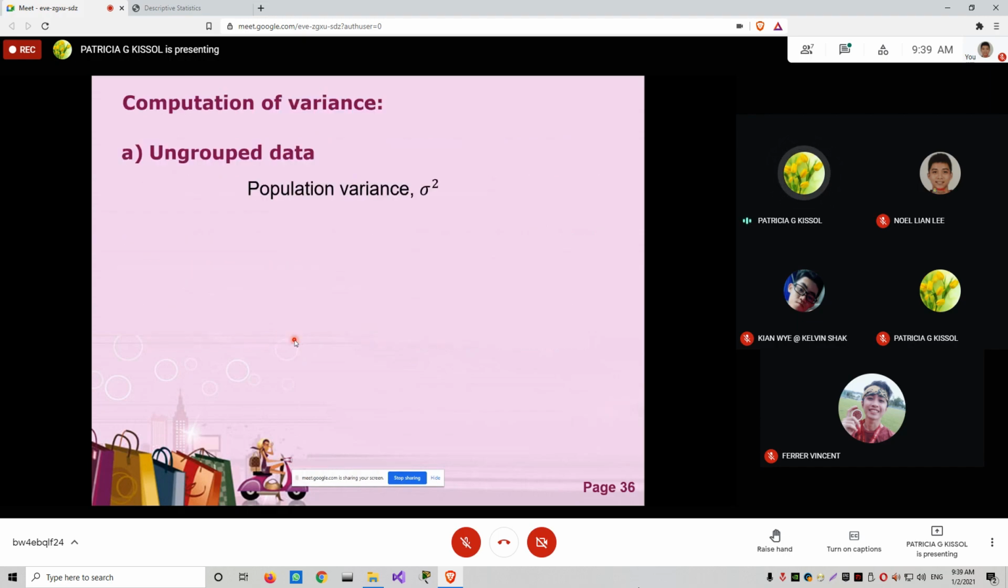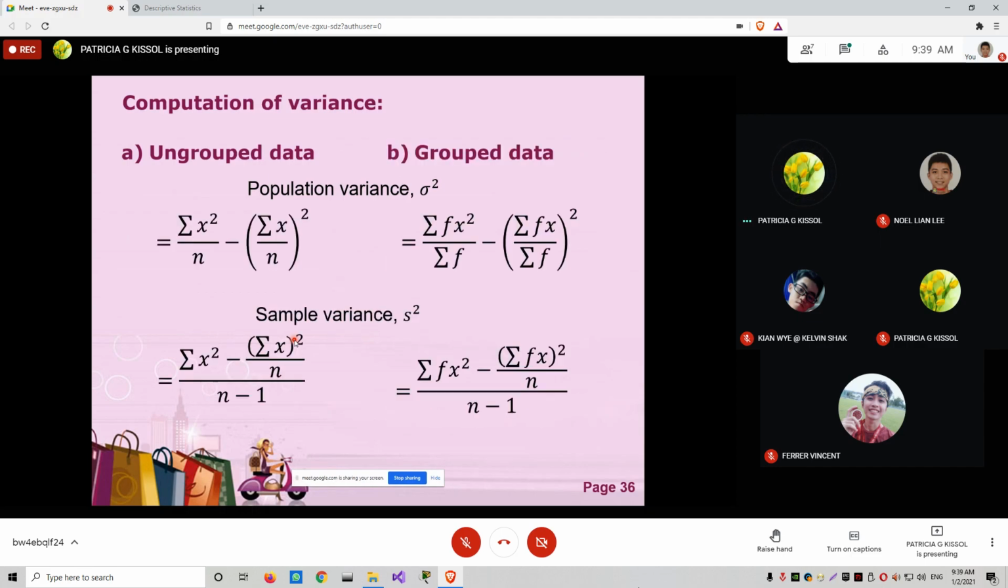Right, the computation of variance. This is the formula. As you can see, there are two types: one for ungrouped data, just like what we've been doing all this while, and one for grouped data. Not only that, you have to check the formula for population and sample. For population, the notation we use is sigma squared, and the formula is different from the sample. Notice that the sample has n minus 1, and sample variance is S squared.